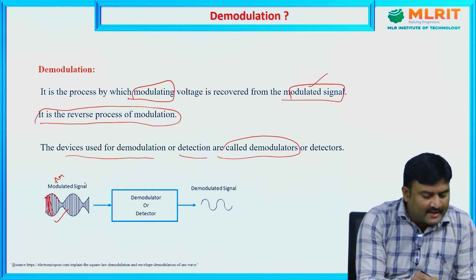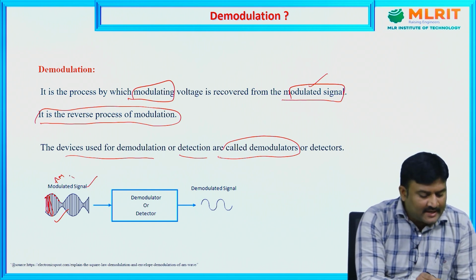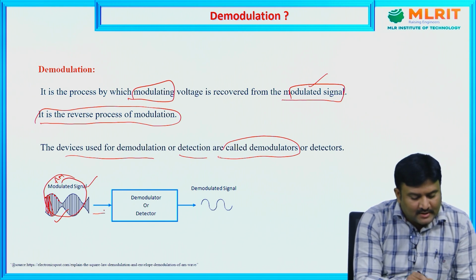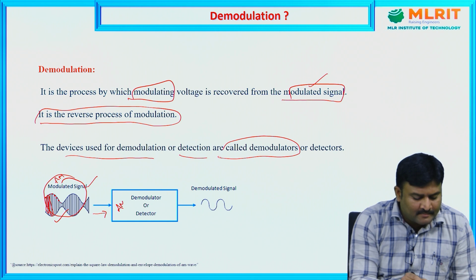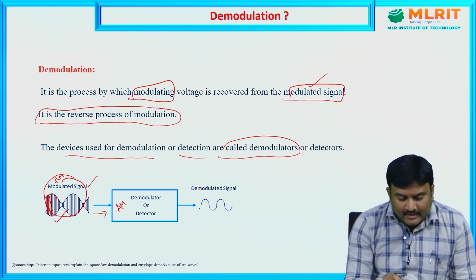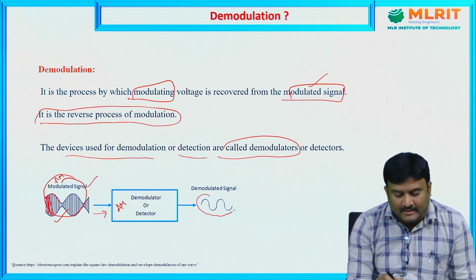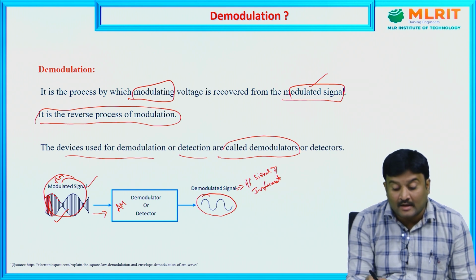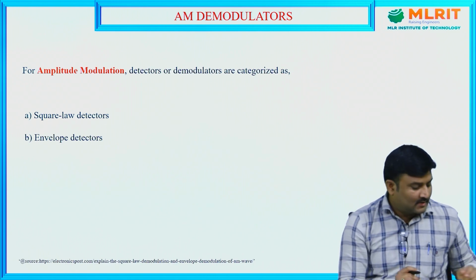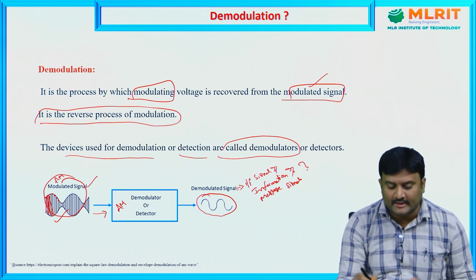That's why it is an AM modulated signal. This AM modulated signal is given to the demodulator or detector, nothing but the AM demodulator or AM detector. Then observe here, this is the output, nothing but the demodulated signal. It is equal to our input signal, or information signal, or message signal. This is the output of the demodulator.